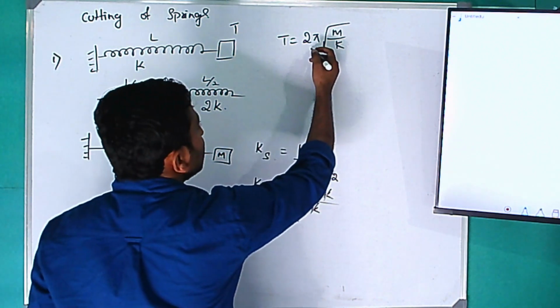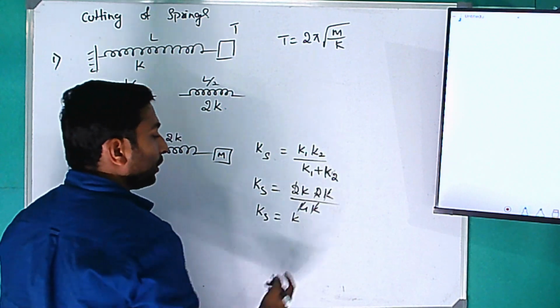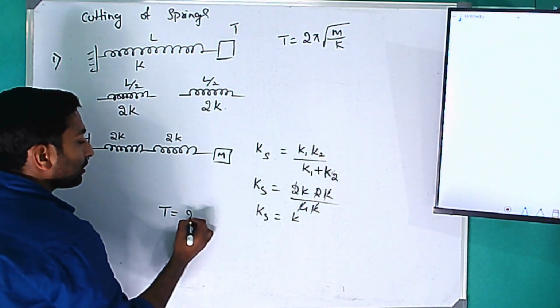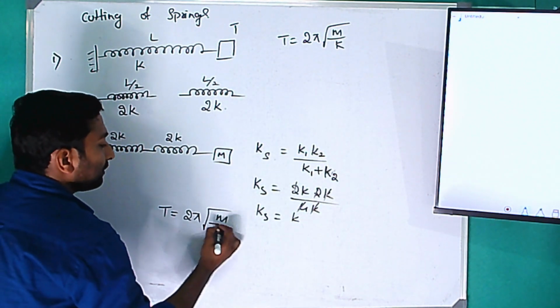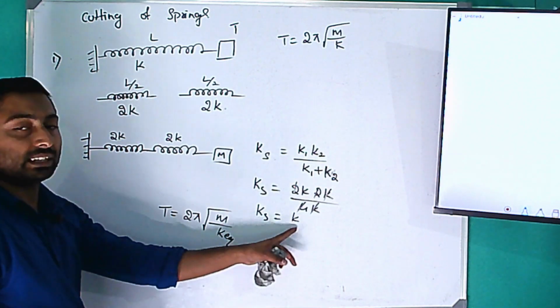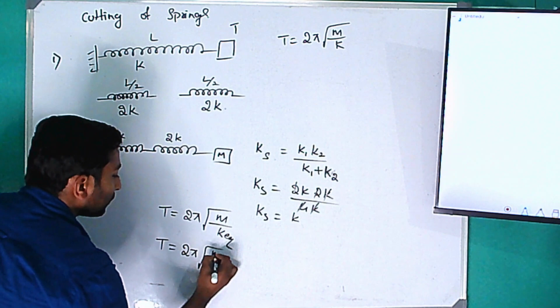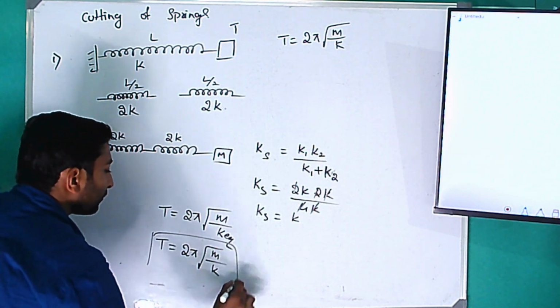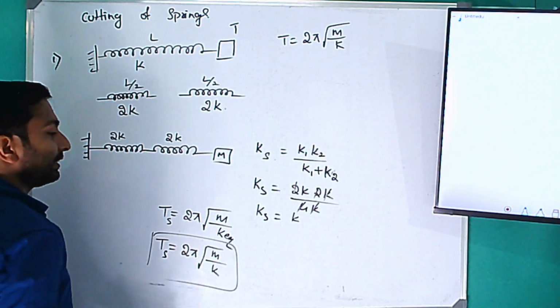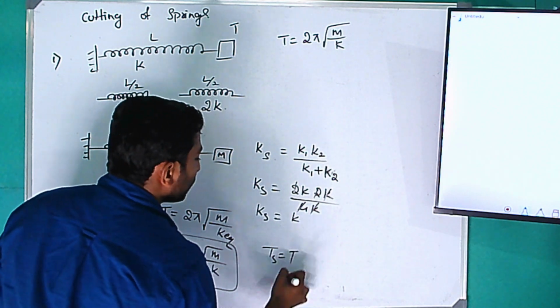So what is the time period? T is equal to 2 pi square root of m by k. What is the new time period? T is equal to 2 pi square root of m divided by k equivalent. What is k equivalent? It is same as that of the k. So 2 pi square root of m divided by k. So this is T series, T series is equal to original T.